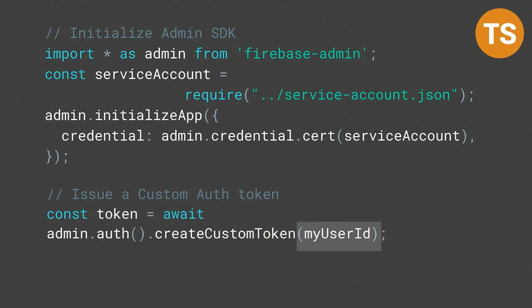Then use it to issue a custom auth token. You only need to specify a user ID from your own auth system, and Firebase admin SDK will do the rest under the hood for you, for example, encoding your token. Once you have issued a custom auth token, just return your token to the app client.